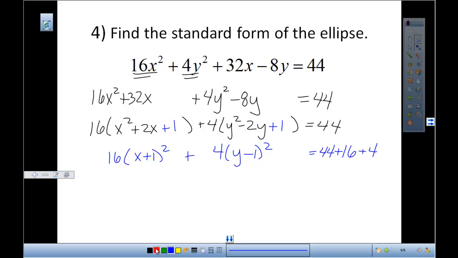The biggest mistake I see people make when they do the ellipse for complete the square is they forget to add the correct value on the other side. So just be really careful, especially if you factor something out at the beginning. So let's simplify this.